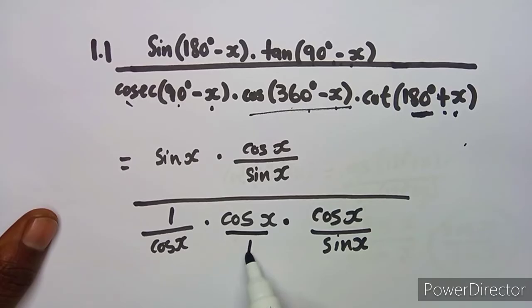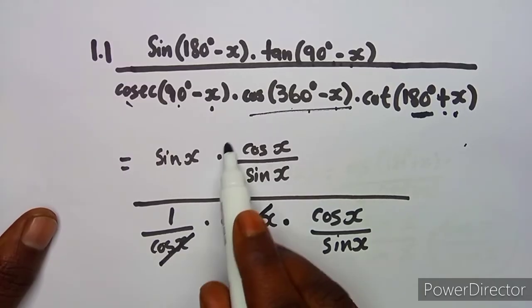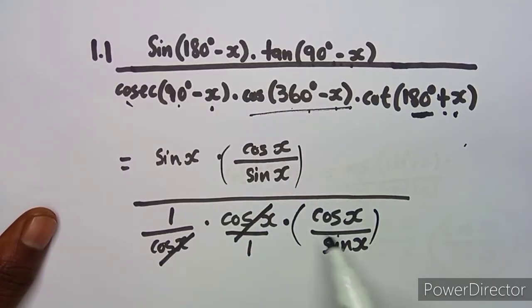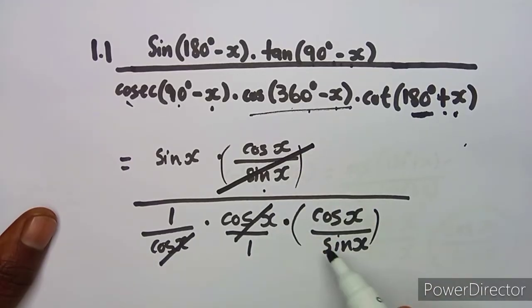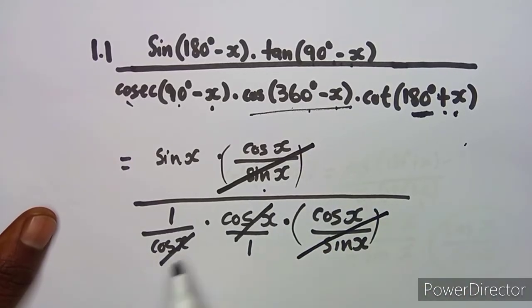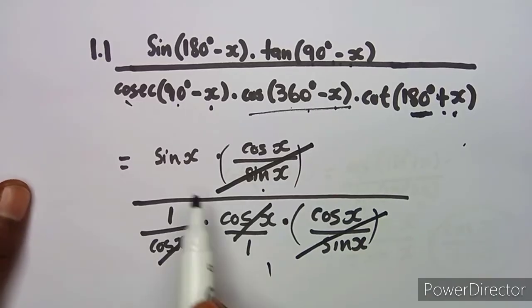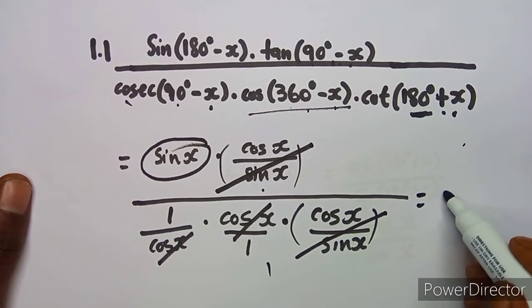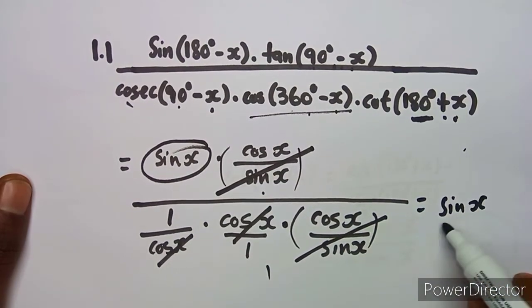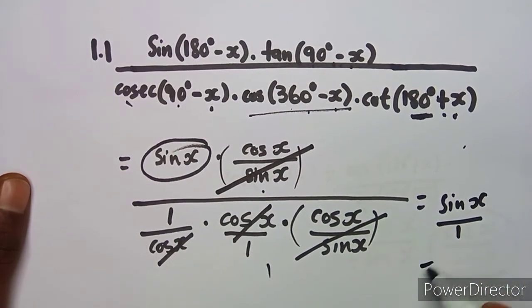This one is the same as over 1, so you can actually cancel the cos, and cos can cancel. As we can see, this is one and the same thing here, so cos x over sine x cancels with cos x over sine x, which means here you are left with 1, and on top you'll be left with sine x. So this is going to give us sine x over 1, which is equivalent to sine x.